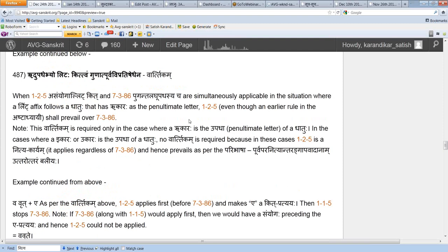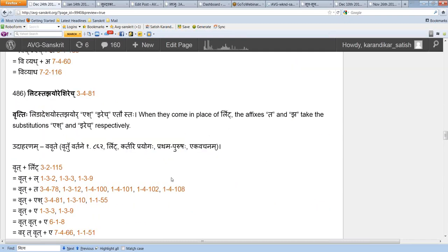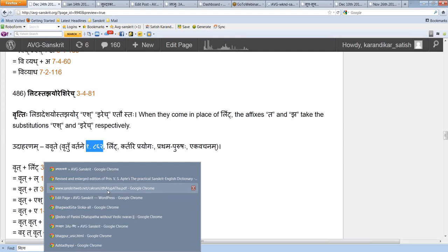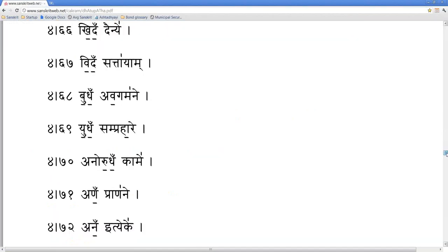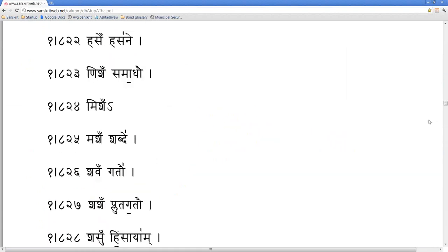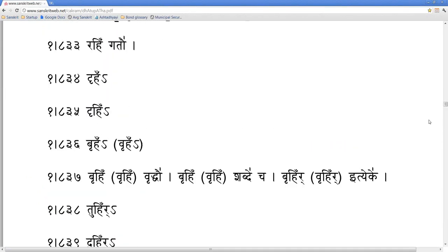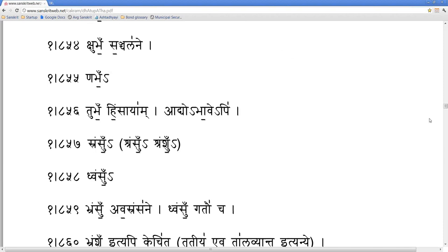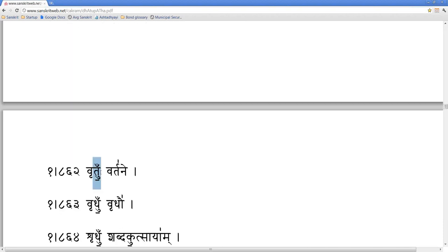Rudupadebhyo litah kittvam gunat purvavipratishedhena. Looking at this example for a dhatu in the Atmanepadam, this dhatu Vrit Vartane is an Atmanepadi dhatu. How do we know that? If you look at the dhatu number 1.862, in the Dhatu Patha, it is Anudatta-it, Atmanepadam. As per that, we have to use an Atmanepada pratyaya. Here, Vrit Vartane, you can see the it is anudatta swara, so we got Atmanepadam.